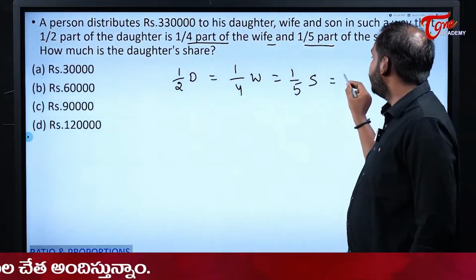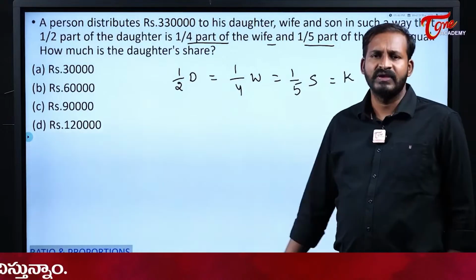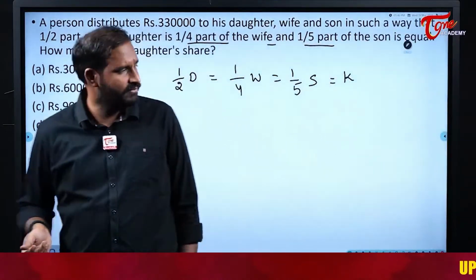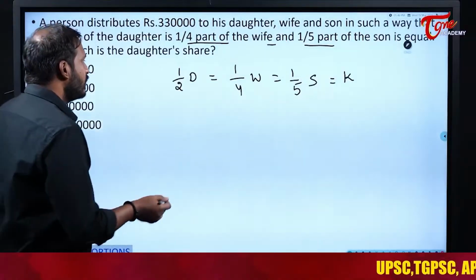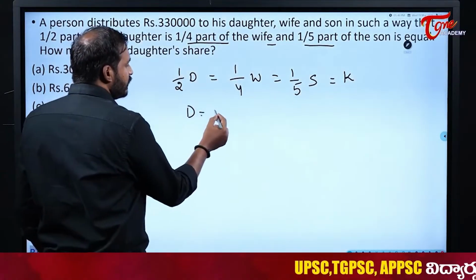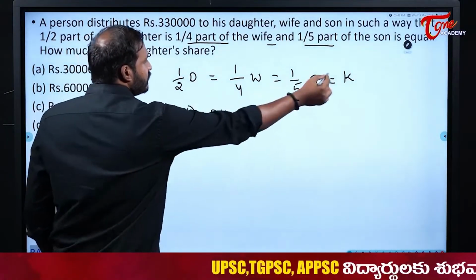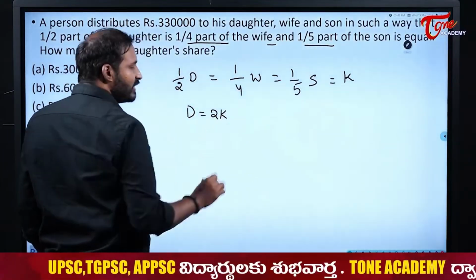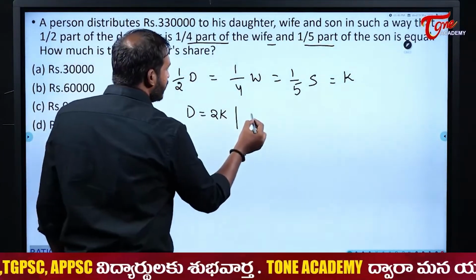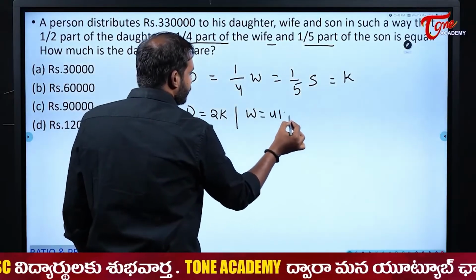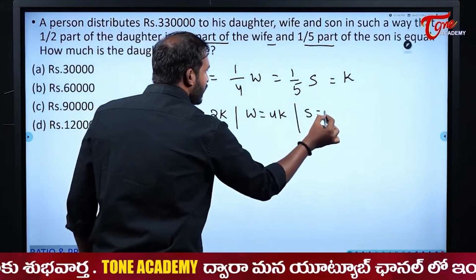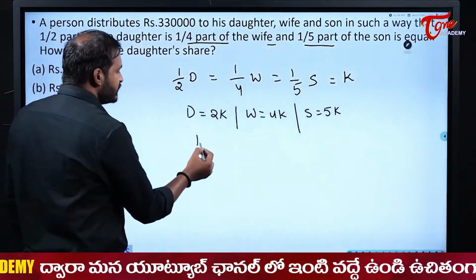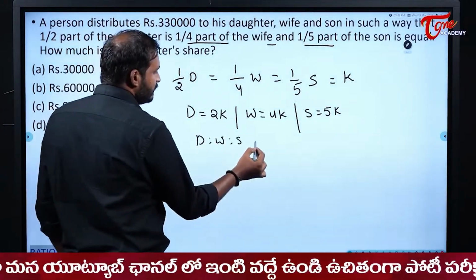Now I will equate it with a constant k for understanding. Later I will tell you directly how to write these things, but generally we can take that as equal to some k. Now what happens to daughter? Daughter's relation will become 2k. Why? Because 1/2 of D is equal to k means D value will become 2k. And wife's share will become 4k. And similarly son's share will become 5k. Okay. Now daughter is to wife is to son will become what?